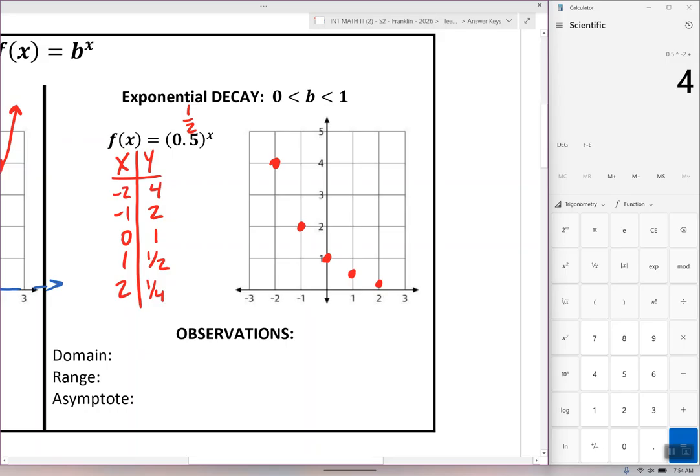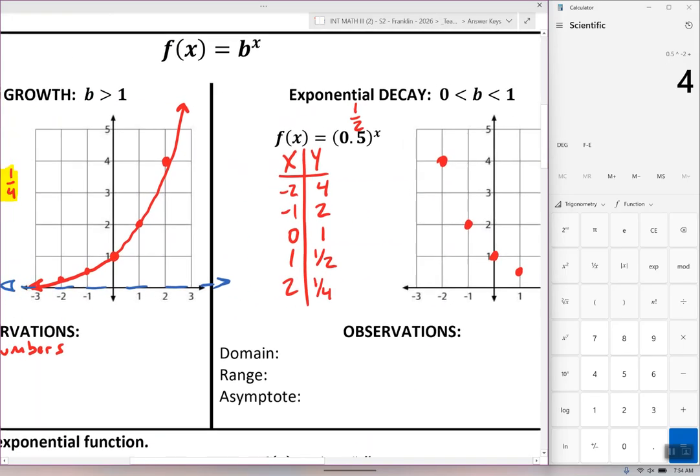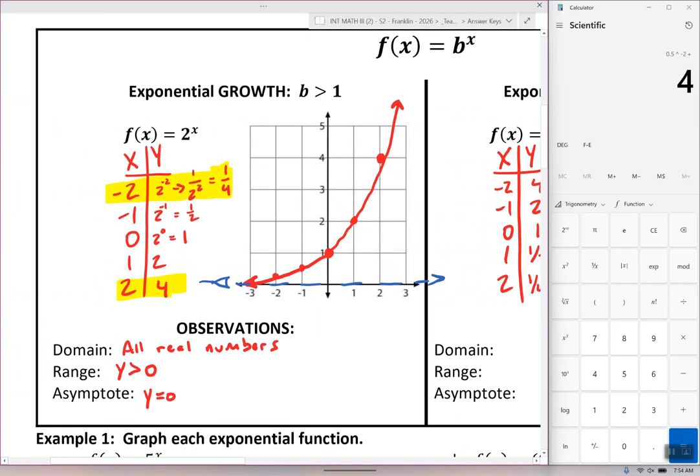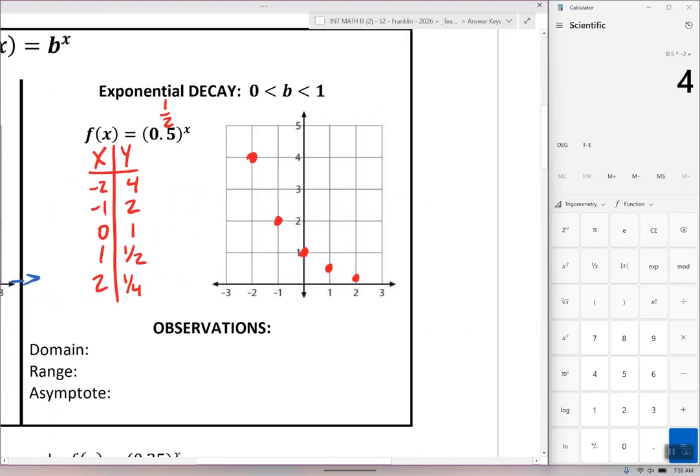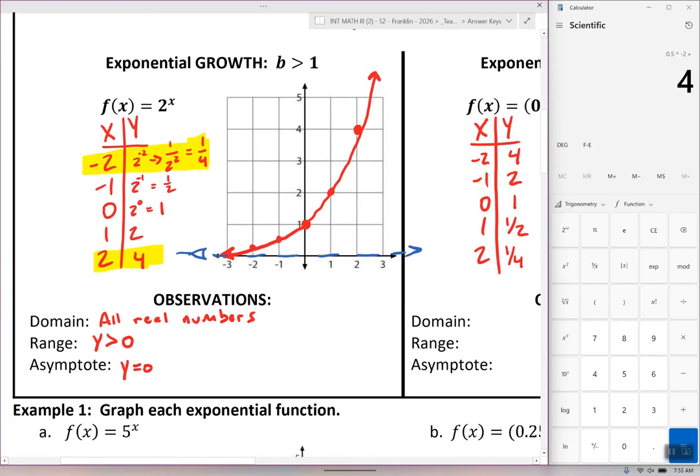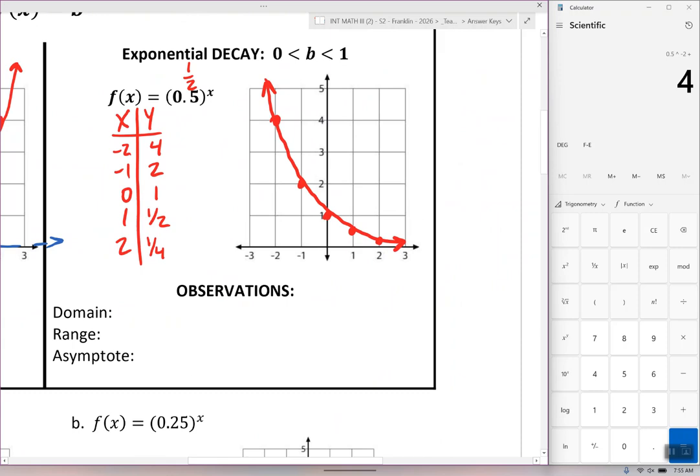So because we used 1/2, which is just the reciprocal of our base for the first one, we just have a kind of inverted chart. We have the same numbers just on opposite ends. So we go down towards 0 from left to right instead of up away from it. Okay, so we have similar observations here for the properties of this graph.